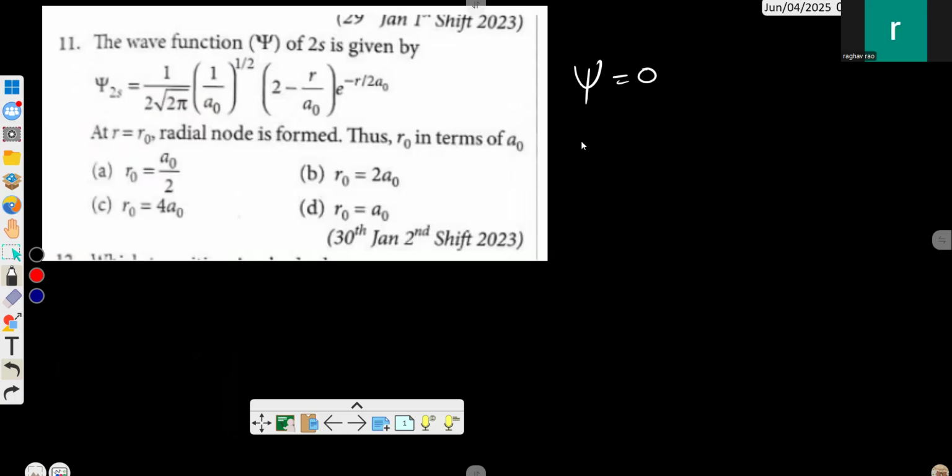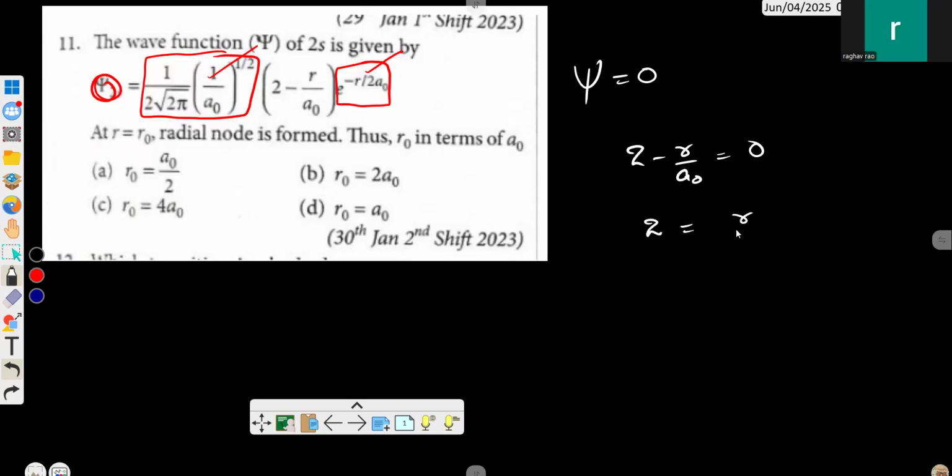So if psi value is zero, whatever terms are present, if this term is zero, they will become zero. This term is also in multiplication, so this will also become zero. If these two terms become zero, what will be remaining? 2 minus r by a naught is equal to 0. I can write it as 2 equals r by a naught, and r equals 2 a naught. So the answer would be the second option.